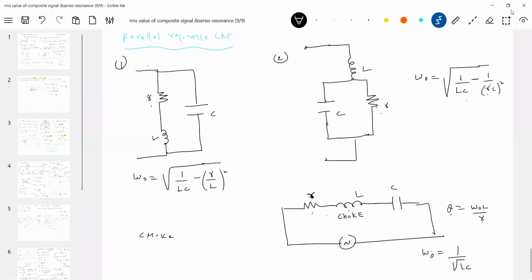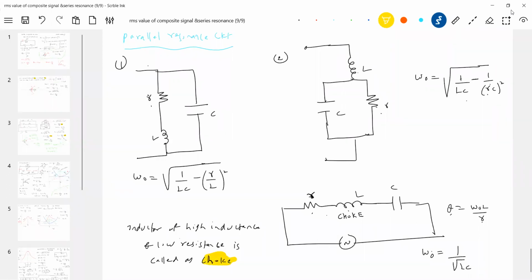called a choke. An inductor of high inductance and low internal resistance is called a choke. So this word is very important. When a choke is connected, what should immediately flash for you? High inductance, low resistance. That's what happened here.